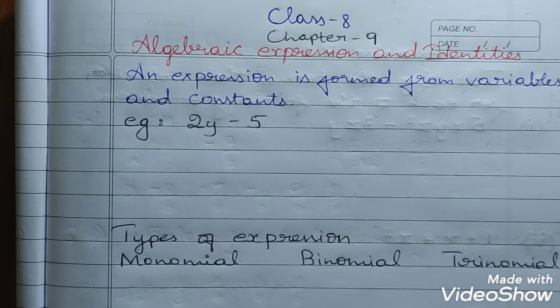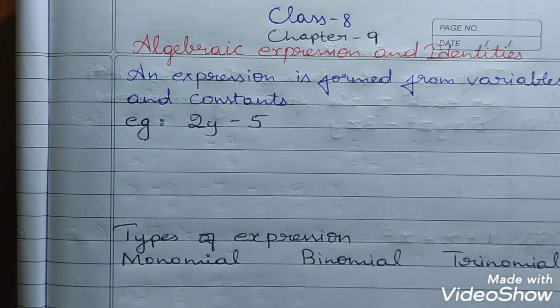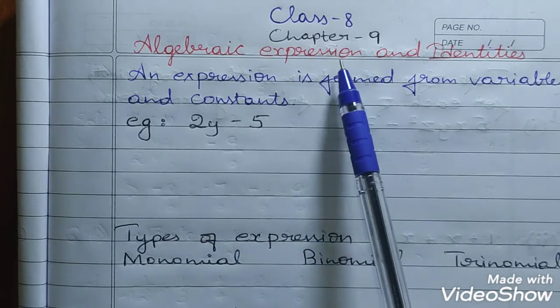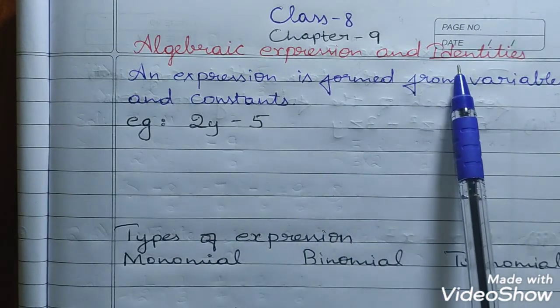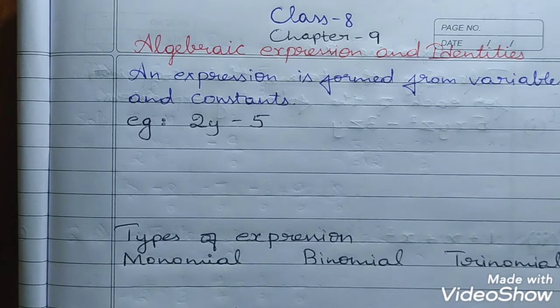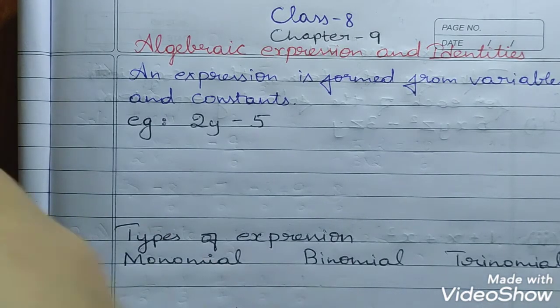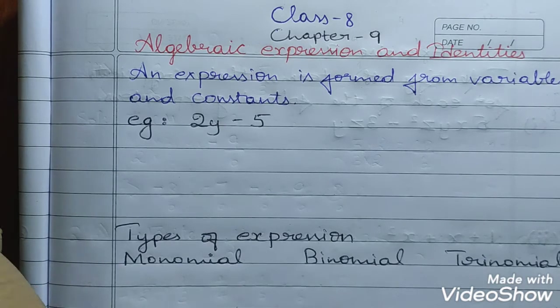Now we are going to see chapter number 9 of class 8. It is algebraic expressions and identities. Okay. First, we'll check what is an expression.